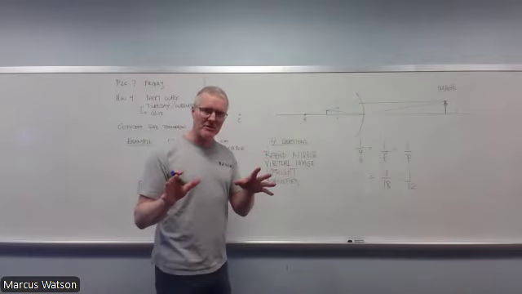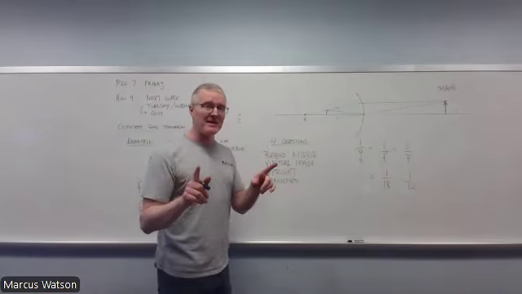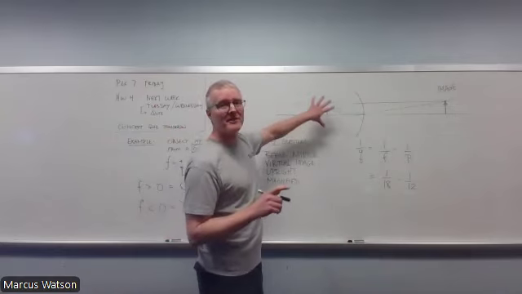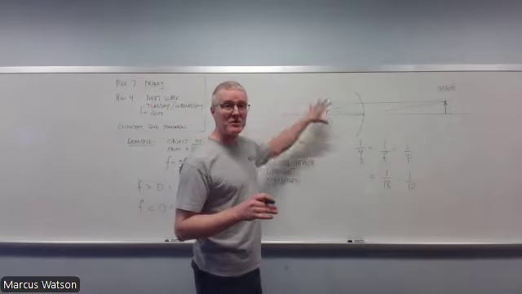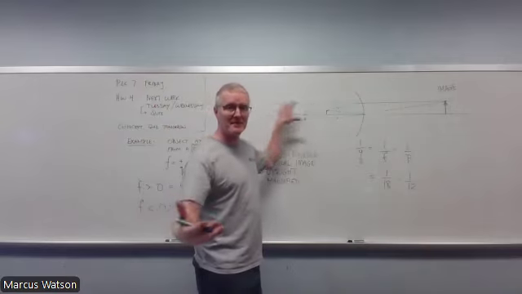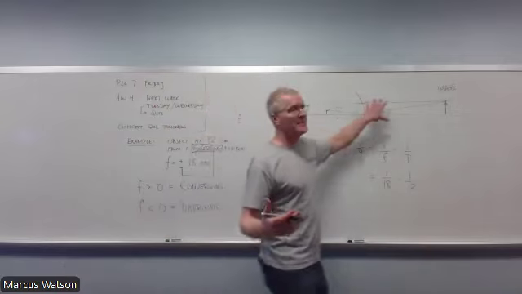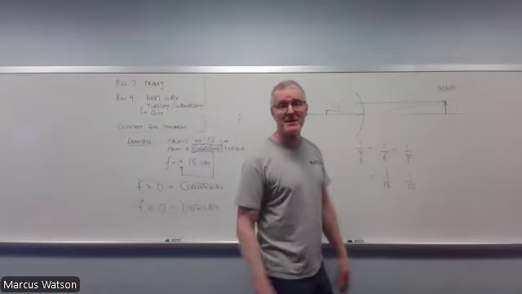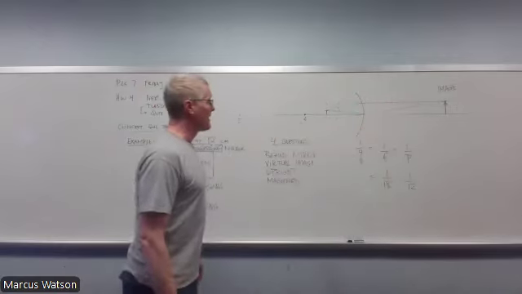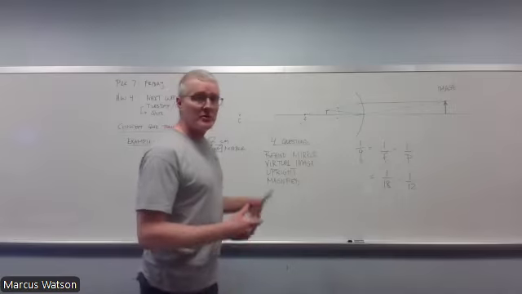Remember the sign convention. The sign convention is if light is on the side of the mirror where you're expecting to see it, if it makes the image over here, then it's a positive image. If it makes the image over here, but there's no light over here, so we call this a negative image distance.